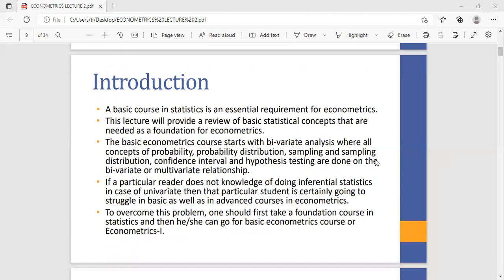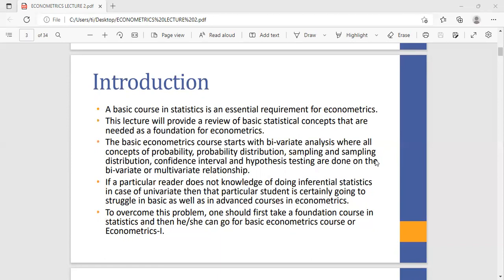A basic course in statistics is an essential requirement for econometrics. This lecture will provide a review of basic statistical concepts that are needed as a foundation for econometrics. With these concepts, you will be able to do econometrics in a better way. The basic econometrics course starts with bivariate analysis, where all concepts of probability, probability distribution, sampling, and sampling distribution, confidence interval, and hypothesis testing are done on the bivariate or multivariate relationship.